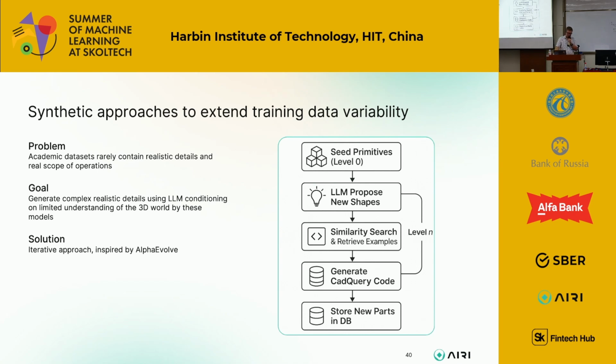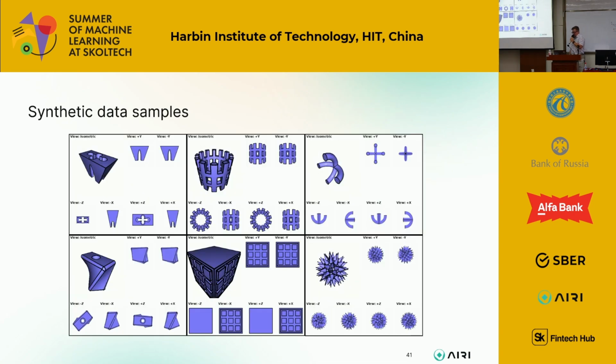And here we can see that this iterative solution of generation provides us new pairs of parts for the training dataset. So we have the description of the model, and at the same time we have the visualization of the model. Here we can see some synthetic data samples. These are models that are quite rare and not often used in real life, but they represent different combinations of operations that are also very useful for training the model.